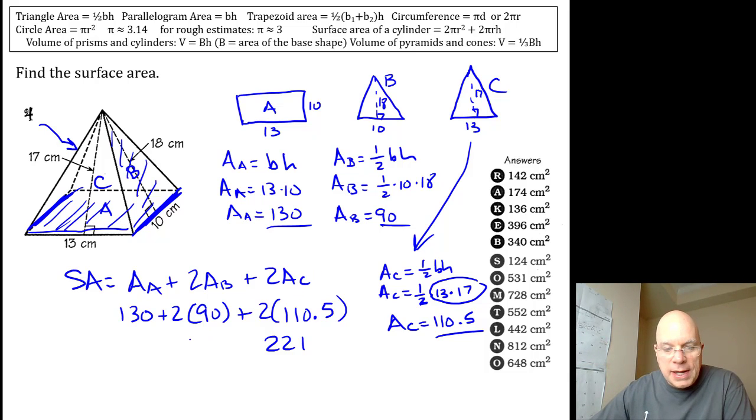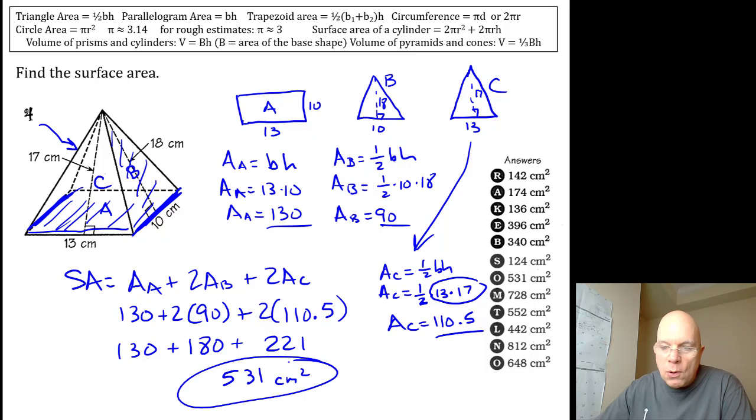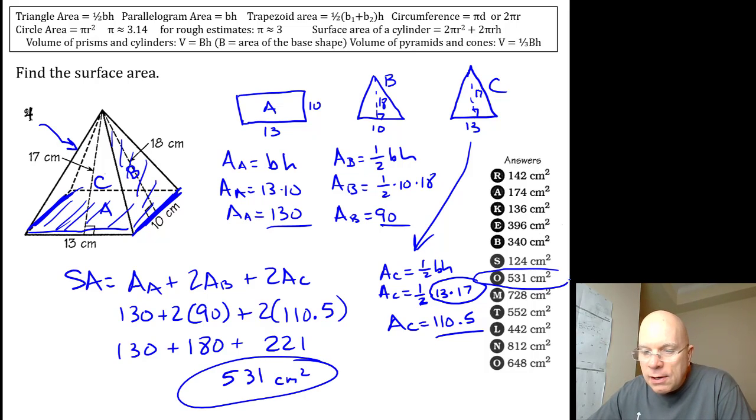2 90s is 180. 130 and 180 is 310, and 310 and 221 is 531 centimeters squared for number 4, which is right here.